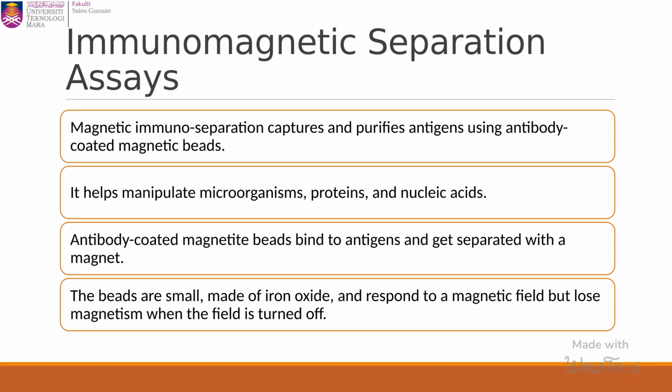These magnetic beads are really small, about 75 nanometers to 20 micrometers in size, and they're usually made of a material called magnetite. They respond strongly to magnets but don't stay magnetic when the magnetic field is gone. This method is handy for isolating and purifying specific substances in a controlled and efficient way.